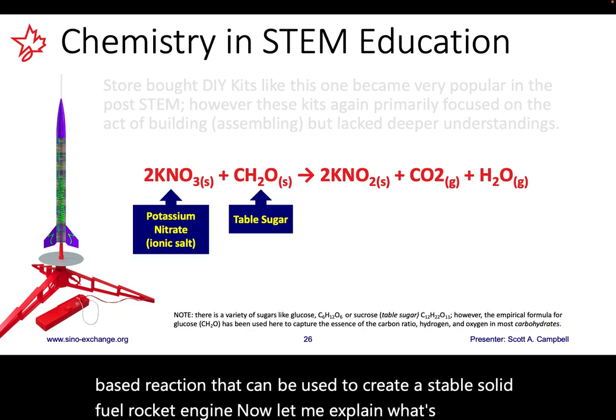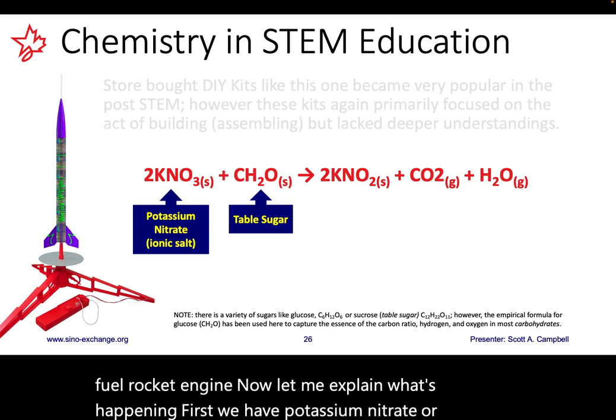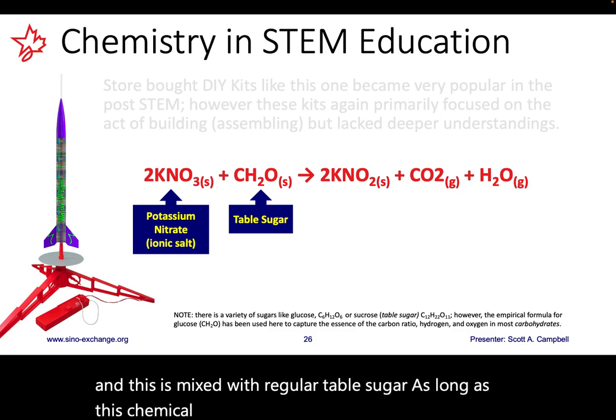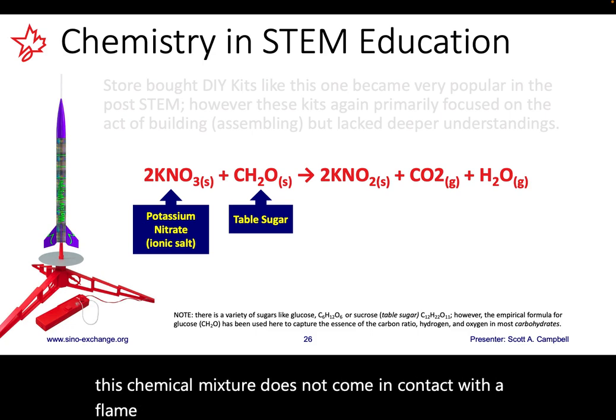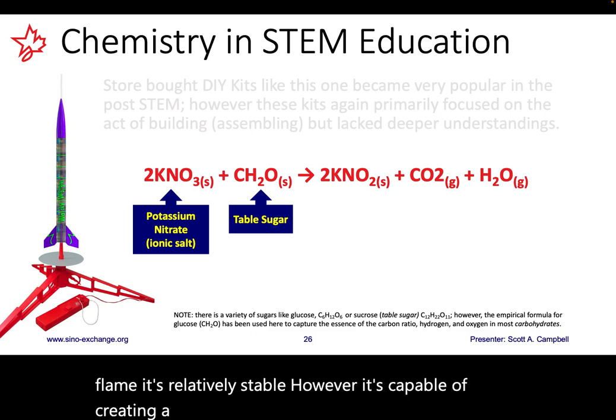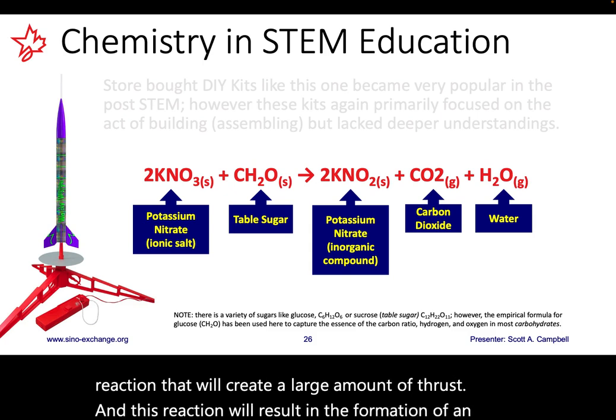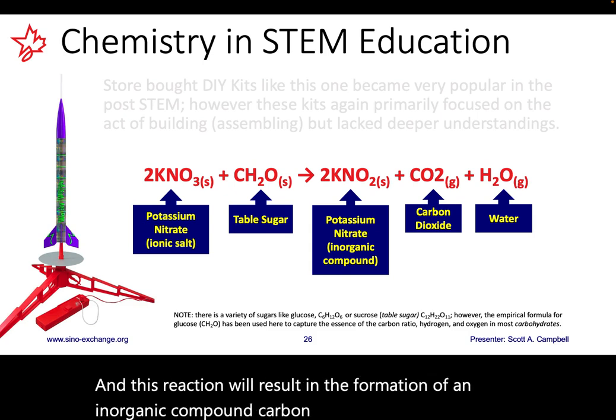First, we have potassium nitrate, or fertilizer, and this is mixed with regular table sugar. As long as this chemical mixture does not come in contact with a flame, it's relatively stable. However, it's capable of creating a powerful combustion-based chemical reaction that will create a large amount of thrust. And this reaction will result in the formation of an inorganic compound, carbon dioxide, and water.